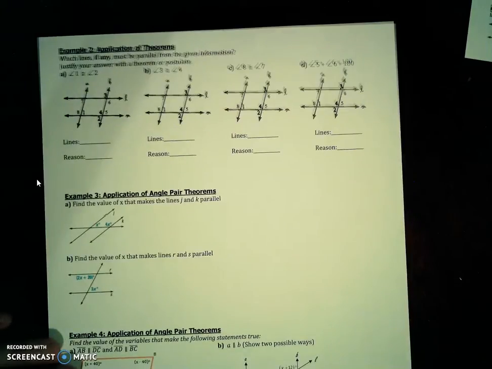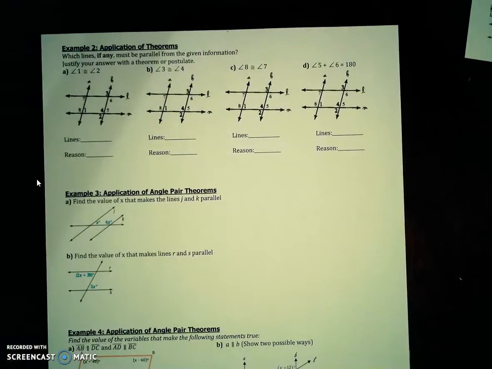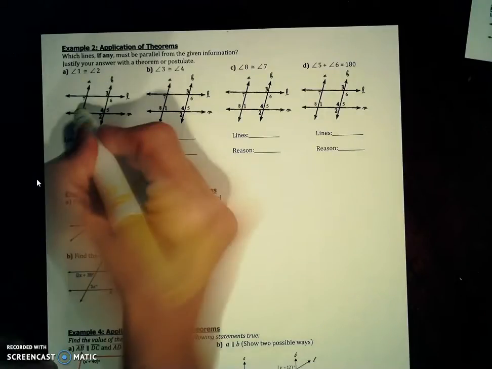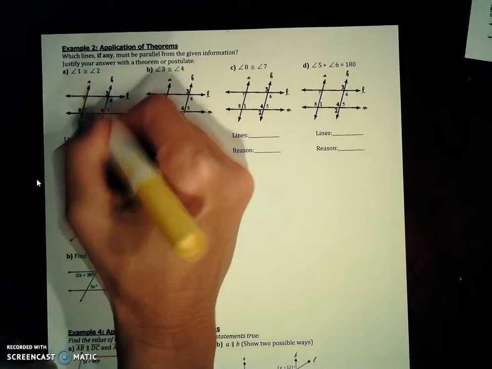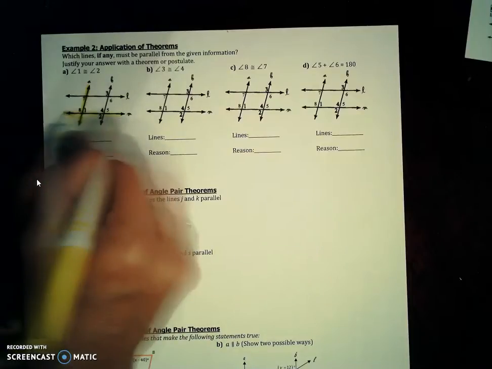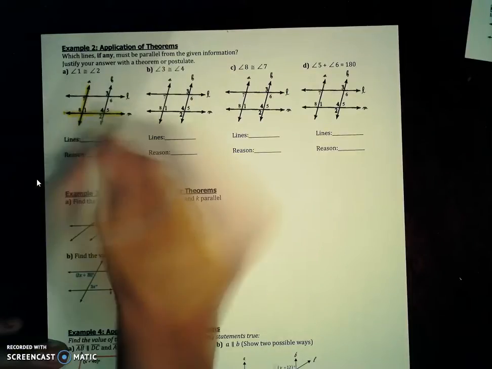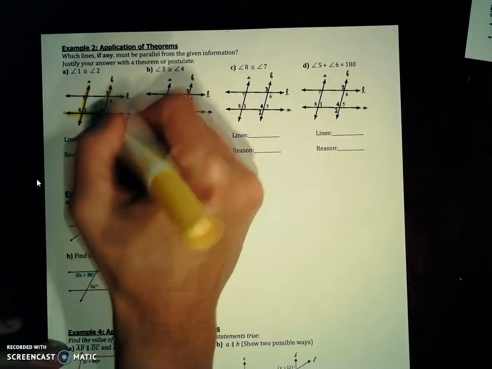Okay, so in this case it says which lines, if any, must be parallel from the given information. Now, what I'm going to do is grab a marker, or maybe a highlighter, we'll see which one pops up best, and mark off the angles that I've been given are congruent. That way sometimes it helps the parallel lines pop out a little bit more. So angle 1 I see is formed by this line and this line here, and angle 2 is formed by this line and this line here.